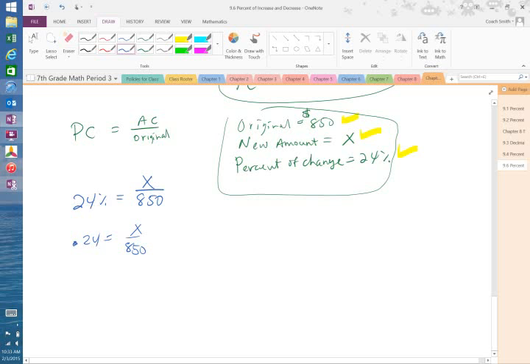Now, from what we learned in chapter, whatever it was, chapter 7, I guess, we learned that we have to solve this equation by taking and multiplying both sides by 850.